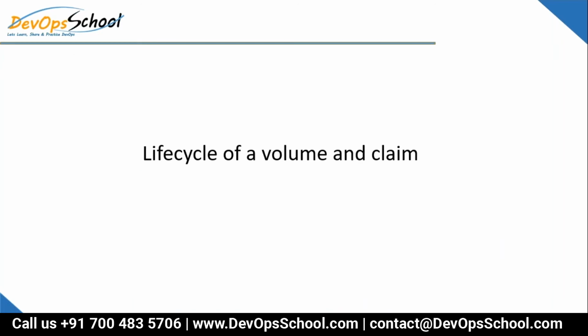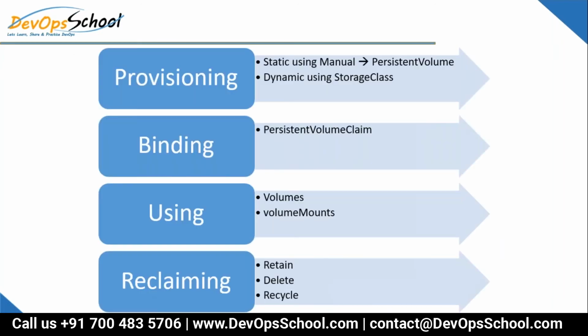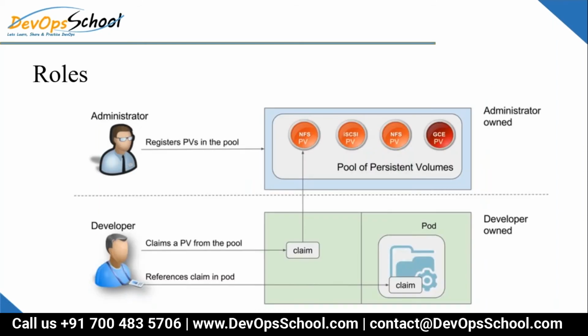So, the life cycle of volume and claim. This is the summary. You have to provision, then bind, then use it, and reclaim it. Provision using static persistent volume, or dynamic using storage class; binding using PVC; using the volume with volume mounts, as you have seen in the YAML code of the pod. And reclaiming after that: what if the pod is gone? Do you want to retain the volume, delete it, or recycle it? By default it's retain, but if you want to delete, you can do that, and recycle also you can do. So this is the entire life cycle of storage in Kubernetes.